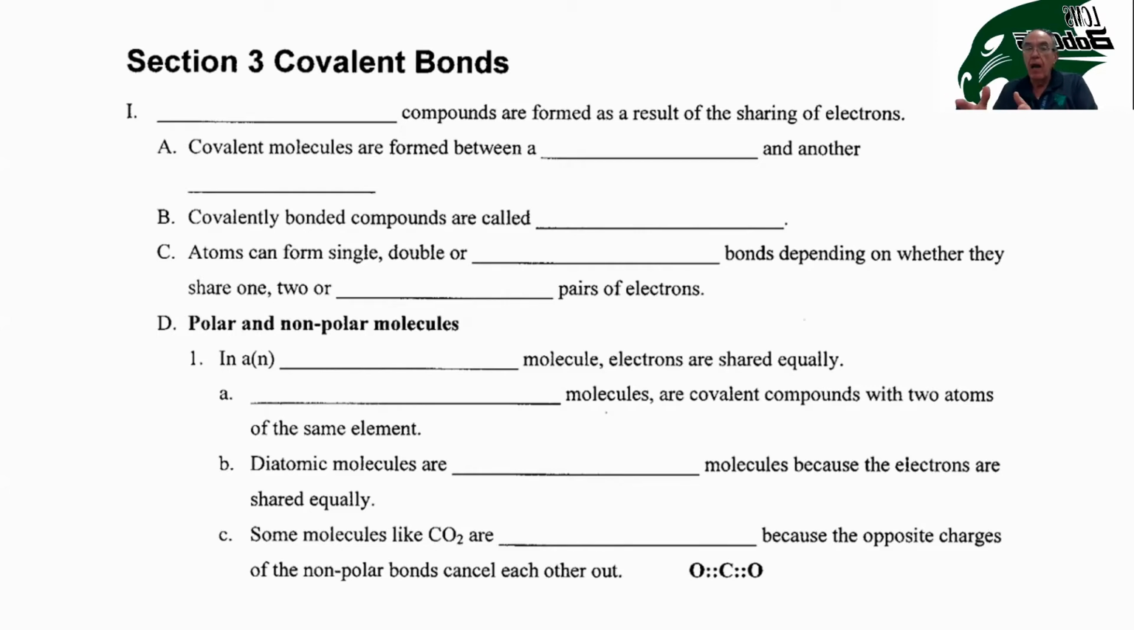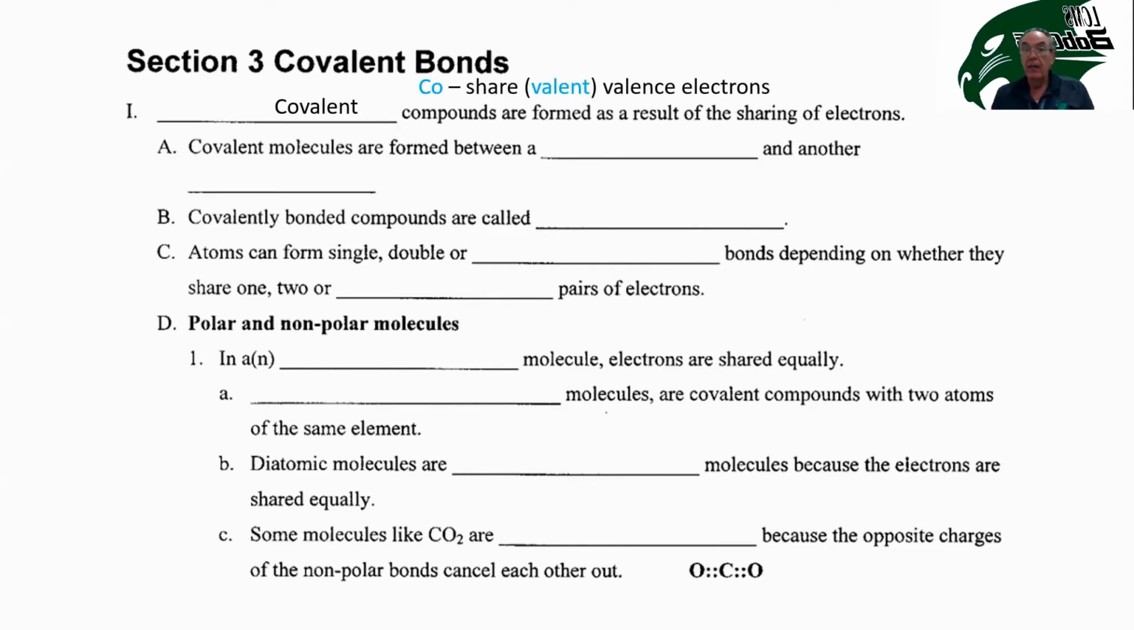There's another way for the nonmetals to fill up those outer energy levels, and that's by sharing a few electrons, up to 3, with other nonmetals. And that sharing of electrons is called covalent bonding. As I've mentioned before, the prefix co means to share.